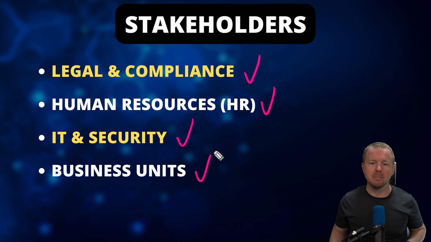And finally, we have the business units. They ensure that the policy aligns with operational needs. Engaging these stakeholders as early as possible is key if you want these to be effective and actually aligned with the business and what is necessary.